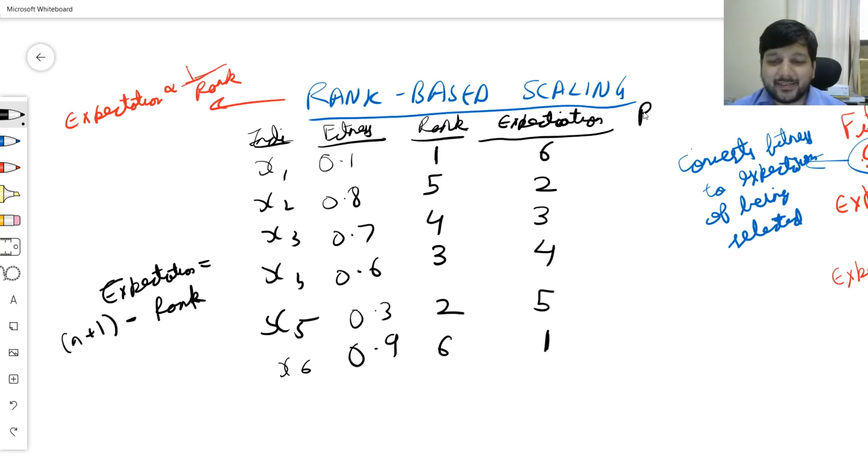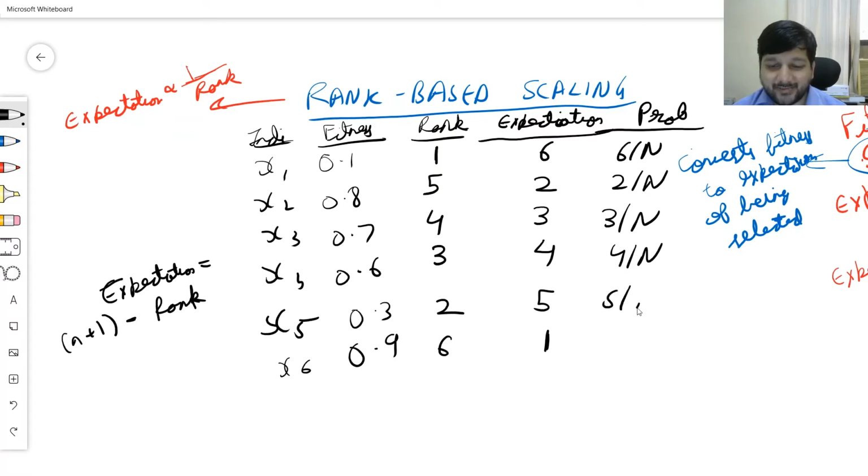And the probability is 6 divided by sum, 2 divided by sum, 3 divided by sum, 4 divided by sum, 5 divided by sum, 1 divided by sum, where n is 21. So this is what's called rank-based scaling.